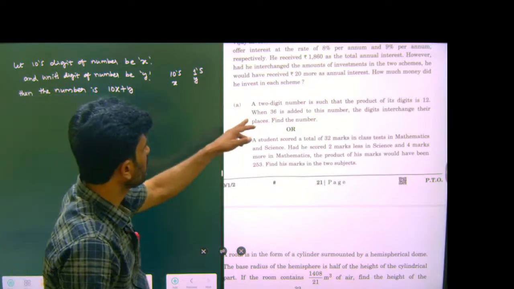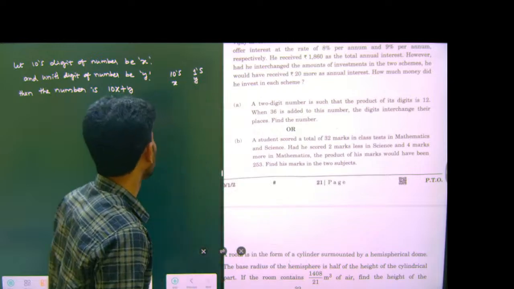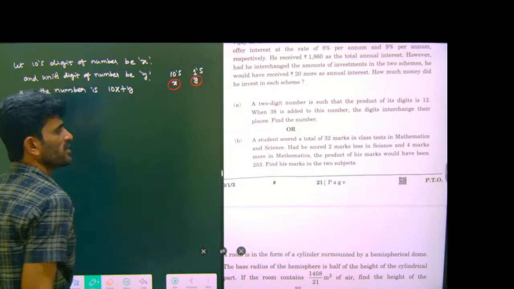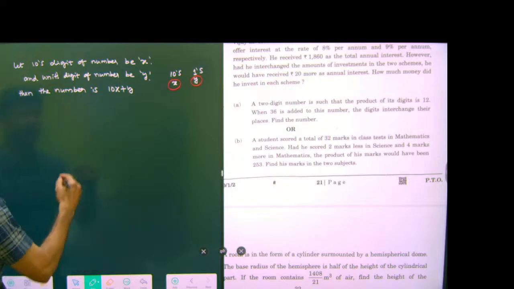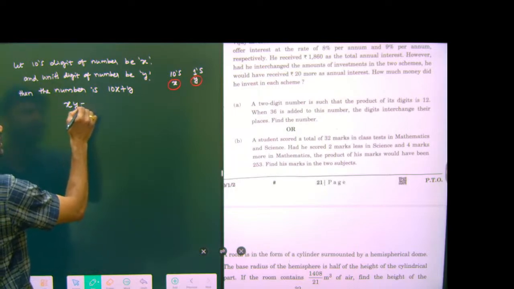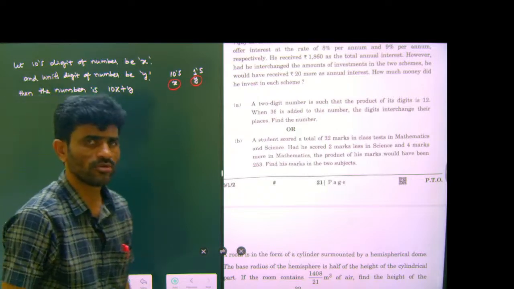But what is given? Product of its digits is 12. What are the digits we have taken? One is x and the other is y. Then the product of its digits will be x into y. Product means what? Multiplication. So you should understand x into y is equal to 12. This is one equation.